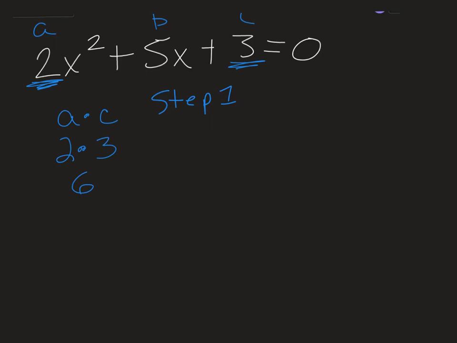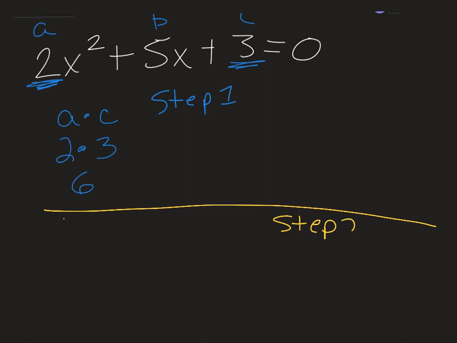Now that we've done step 1, where we've multiplied a times c, now it's time to do step 2. And step 2, you are going to set up a table, kind of like you did with some of the easier versions of these quadratic equations, except it's going to be a little bit different. So we need to find numbers that we can multiply.